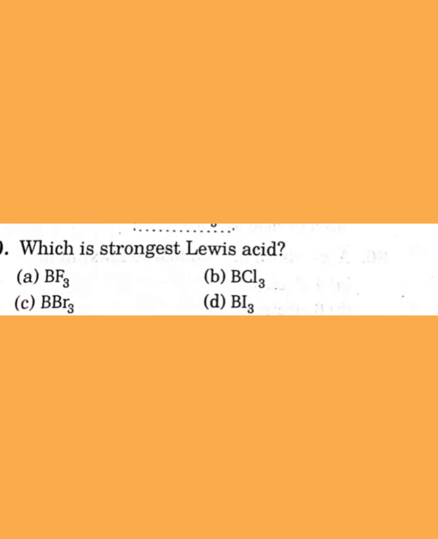Next question. Which is strongest Lewis acid? Options BF3, BCl3, BBr3, BI3. The answer is option D. One thing you must remember, acidity increases down the group. Therefore, BI3 is more acidic than BF3, BCl3, BBr3.